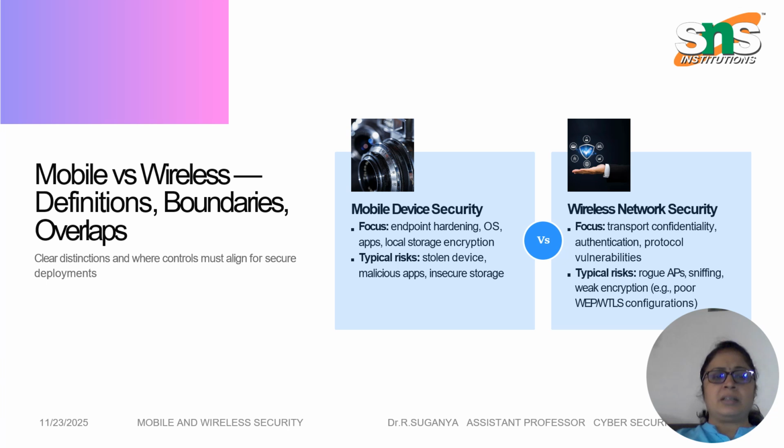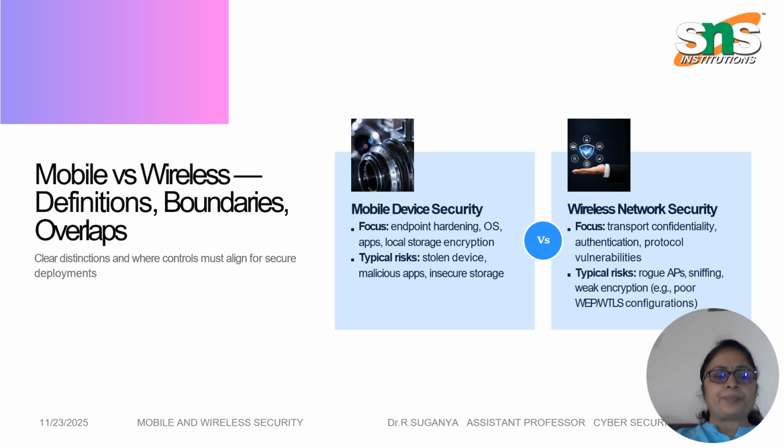Mobile and wireless: definitions, boundaries and overlaps. In mobile device security, what we have to focus on is endpoint hardening, the operating system, apps and local storage encryption. This is the main thing in our mobile. Typical risks are a stolen device, malicious apps being installed and insecure storage. And next is wireless network security, which focuses on the transport, confidentiality, authentication and protocol vulnerabilities. The main risks are sniffing and weak encryption.